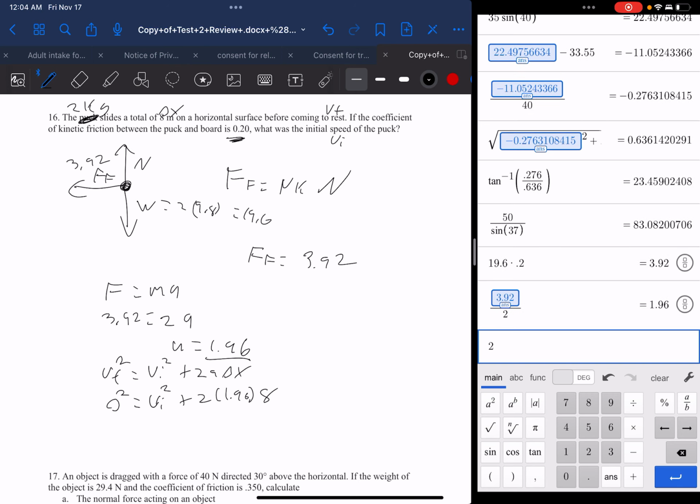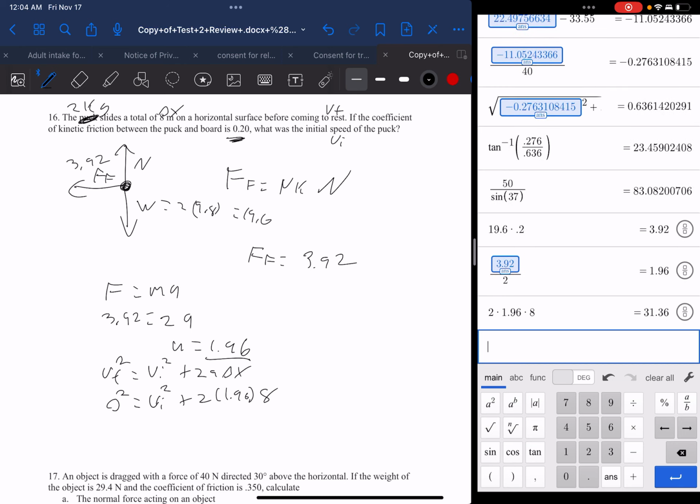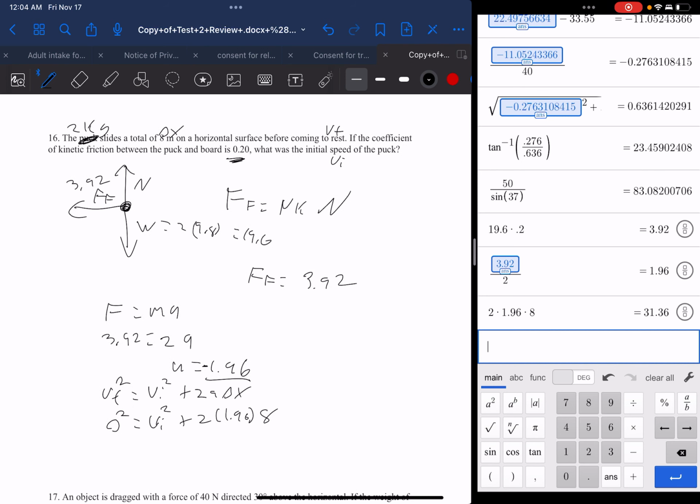2 times 1.96 times 8. We're going to subtract 31.36 from both sides and take the square root. Sorry, I made a mistake over here. This A needs to be negative, because otherwise I'd end up taking the square root of a negative number. The reason this A is negative is because the puck is being slowed down. This is a negative force, because it's to the left, it's slowing down the puck.